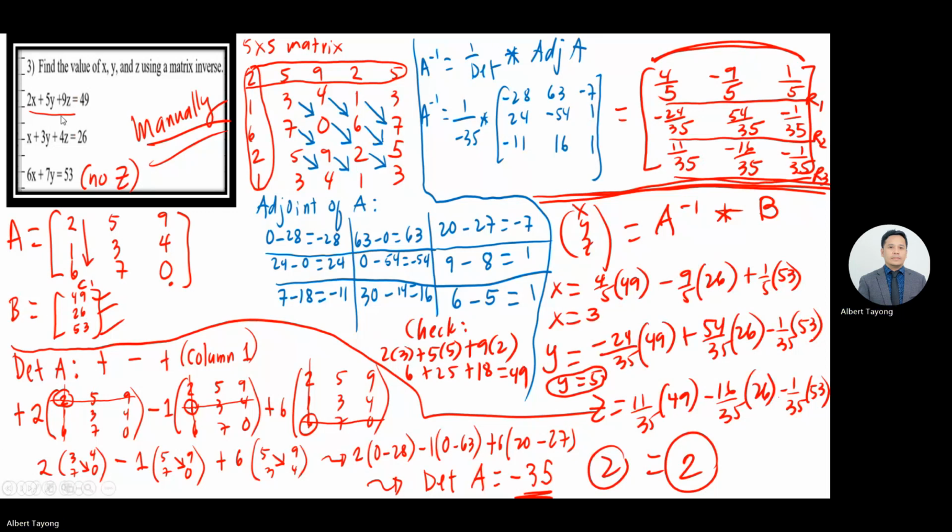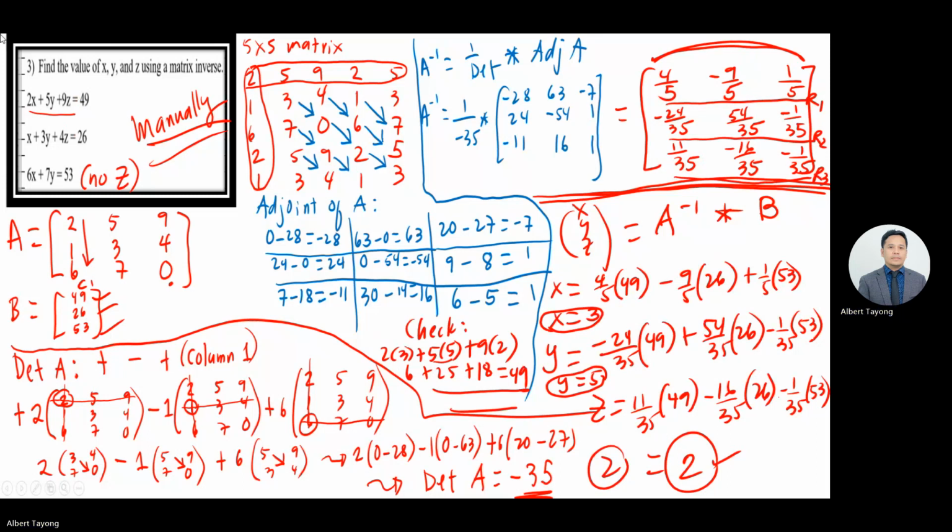I tested one equation here. We have 2x plus 5y plus 9z equals 49. Our x is 3, as you can see here. So 2 times 3, and our y is 5, so we have 5 times 5. Z is equal to 2, so we have 9 times 2. That is equal to 49. Okay, I want you to check this in the calculator and find the values of x, y, and z.